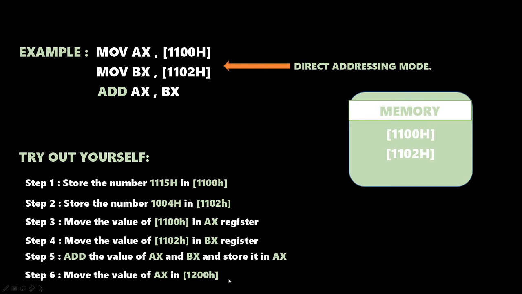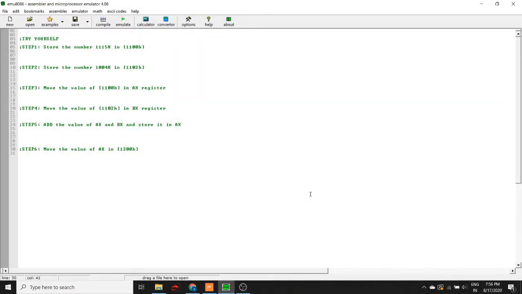So you can pause the video if you want and do it yourself. Otherwise I'll be coding. You can follow on. So I have come to my emulator. The step 1 was to store the number 1115H in the location 1100H. So how will I do that?